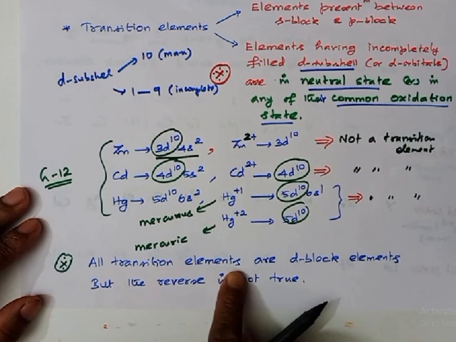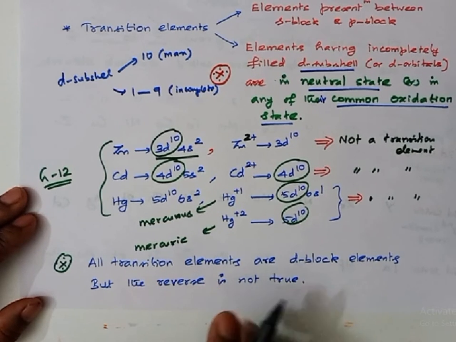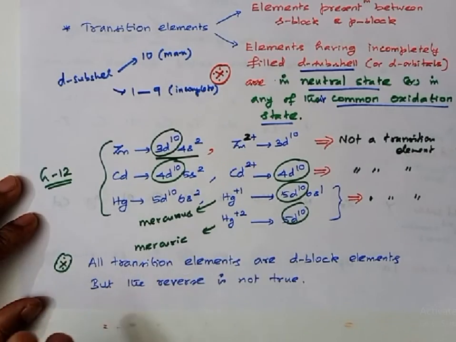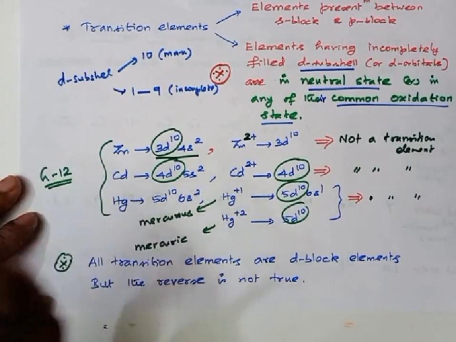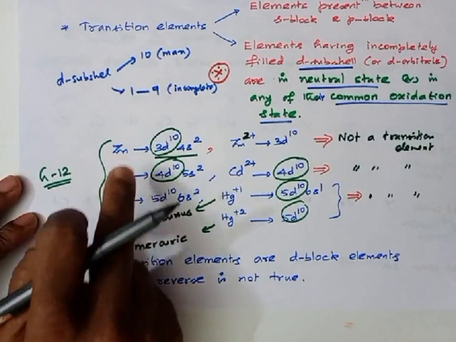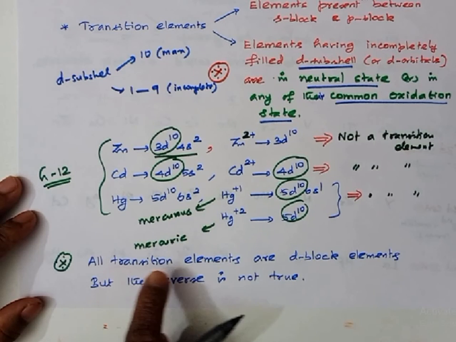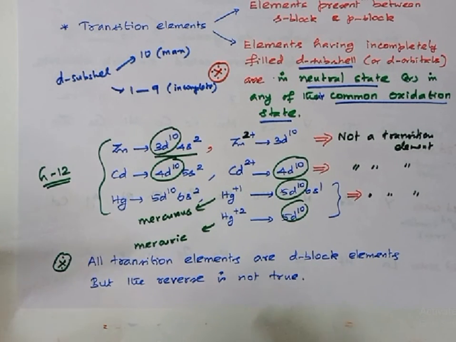So this is a very important point you should keep in mind. All transition elements are d block elements. But the reverse is not true. That is, all d block elements are not transition elements. See, group number 12 elements, these are exceptions. They are just d block elements, but they are not transition elements. So keep this point in mind. All transition elements are d block elements, but the reverse is not true. That means all d block elements are not transition elements. Okay? Is this clear, student?